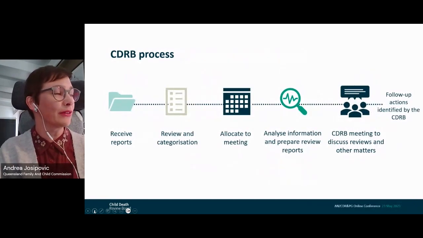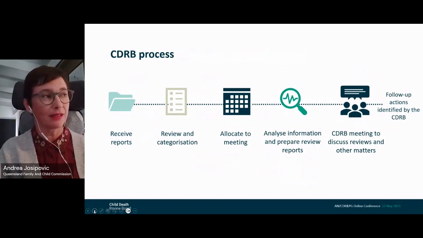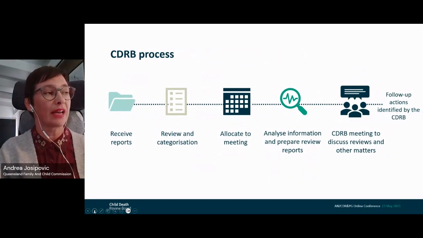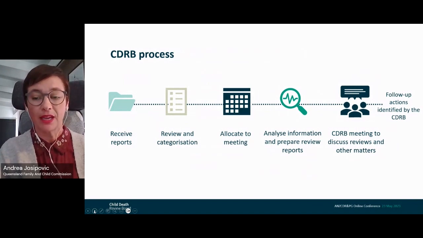So in terms of the process, we receive and collate the reports. So that's the Child Death Review team. There is a review and categorization process that is very thorough, and there are 3 levels that we can provide a categorization about. So the level 3 is the most in-depth level where a lot of preparatory work has to be included.